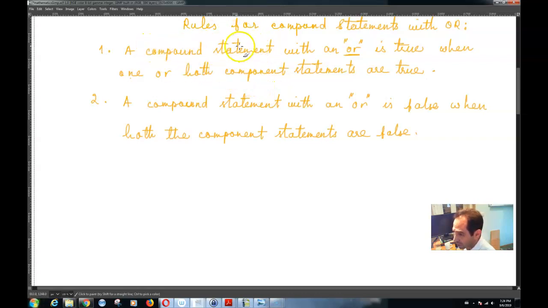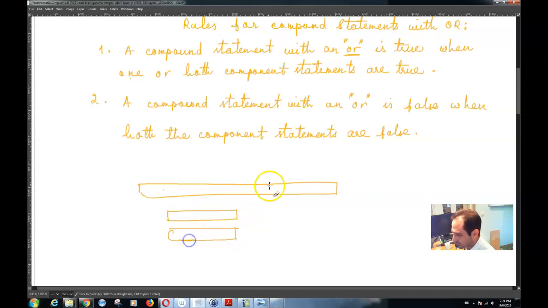So it says that if you have a compound statement with an OR, it's going to be true if, let's say, you have two components. Let's say that you have a compound statement and it has two component statements, right? So this is a compound statement. These are the two component statements related to this compound statement, and there is an OR over here.